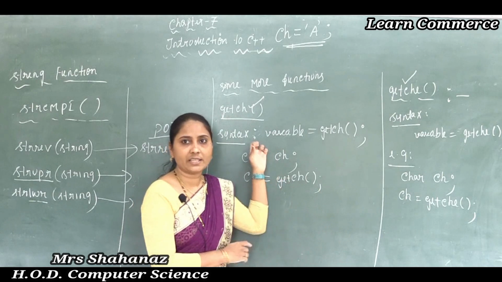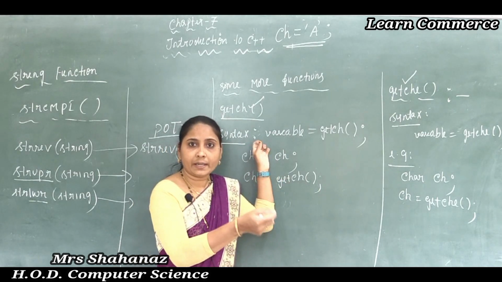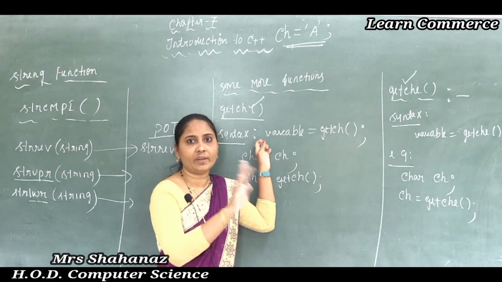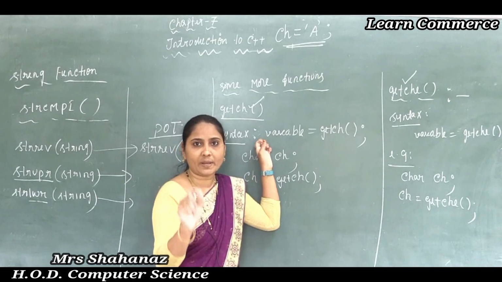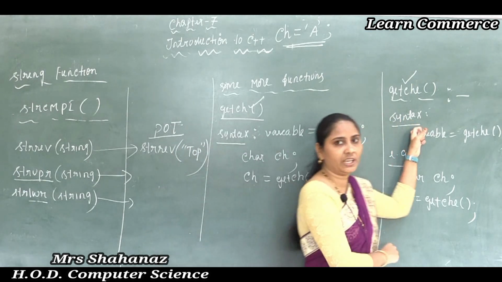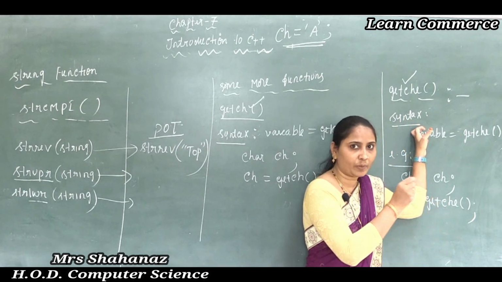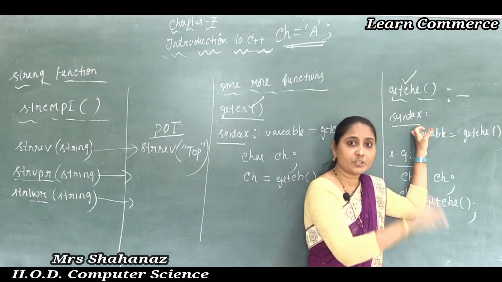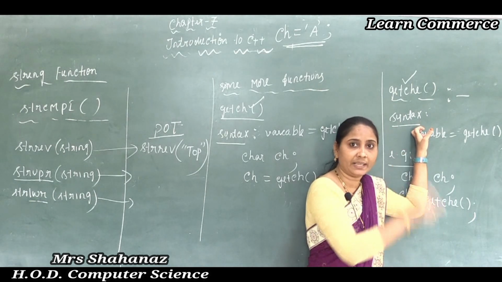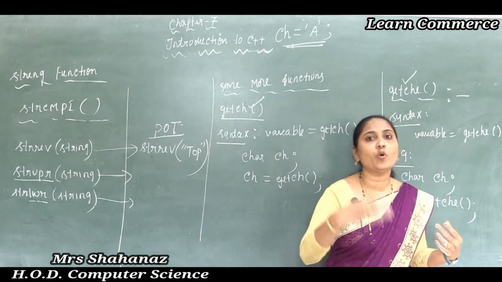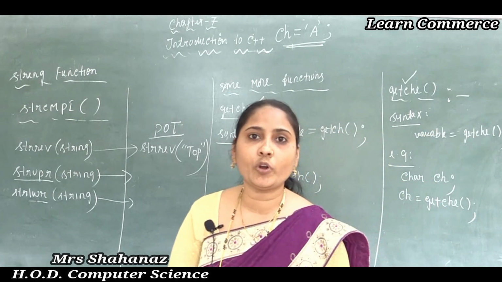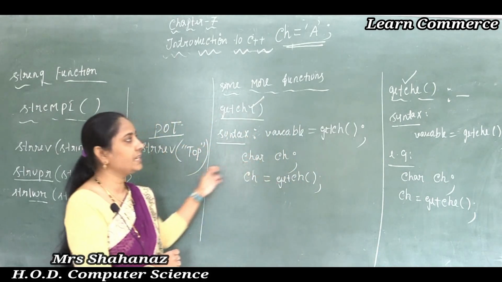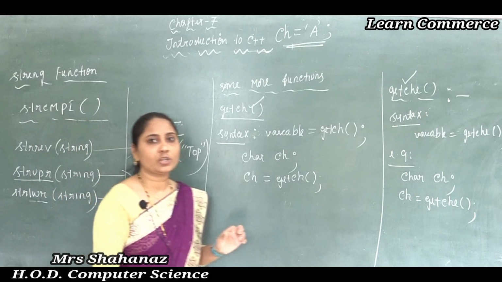Did you understand? getch means it reads the character from the keyboard and does not display it on the screen, but displays it when you press the enter key. What about getche? It reads the character from the keyboard and displays the character, and when you press the enter key it displays more characters from the keyboard. So these are the uses of getch and getche. So clear this point here.